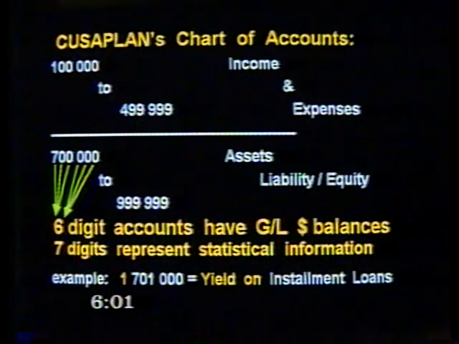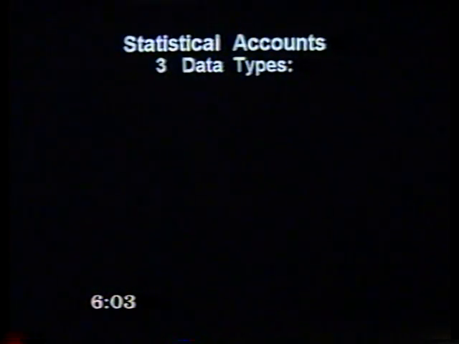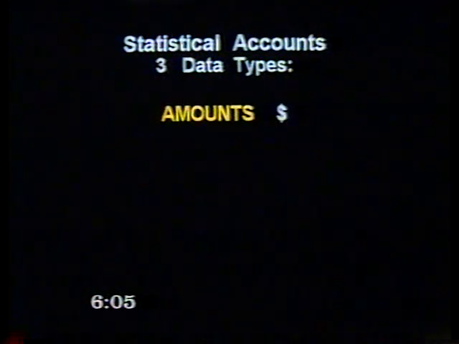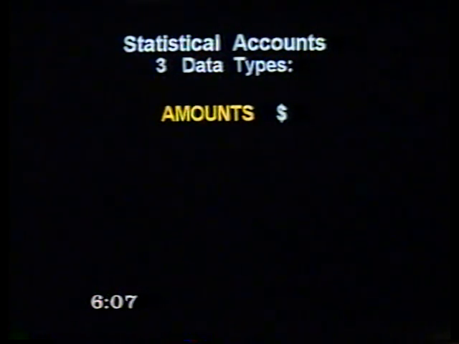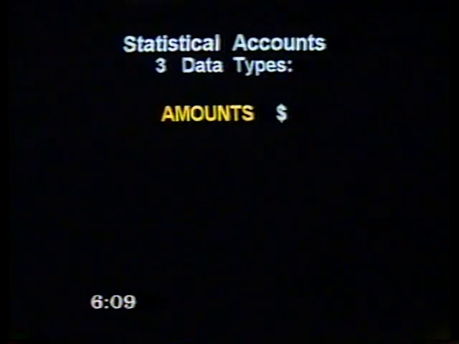Because of their flexibility, statistical accounts can be designated as one of 3 data types. 7-digit statistical accounts that store amounts will carry a dollar sign flag and include things like delinquent loans 2 to 6 months, charged-off loans, recoveries, average daily balances for overnight funds. These are just a few examples, and you may have many others.